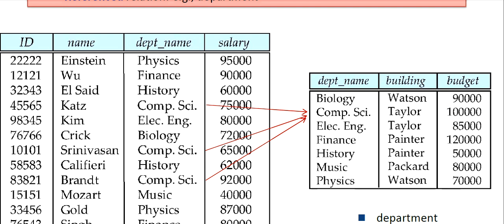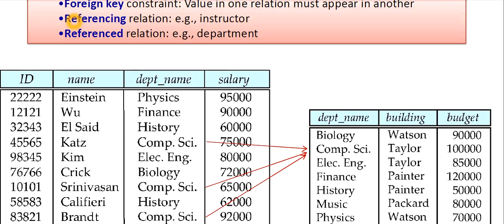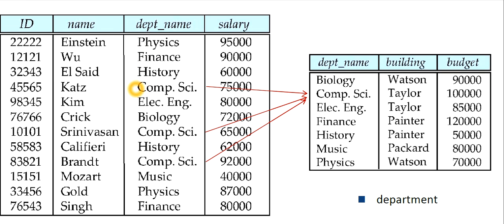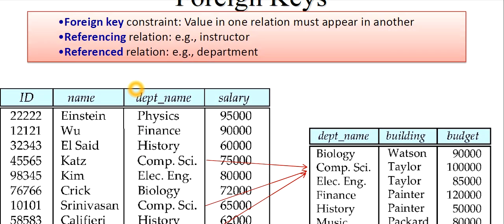Similarly, we have electrical engineering. When some information regarding electrical engineering is needed, it will point to, that is, refer to the department table, and from there we get the building and budget information. So you got the concept behind why the first table is known as referencing in this case, and why the other is the reference.